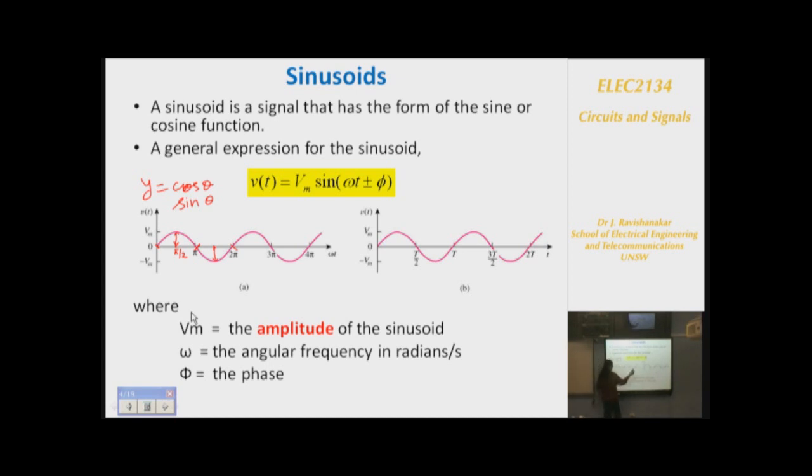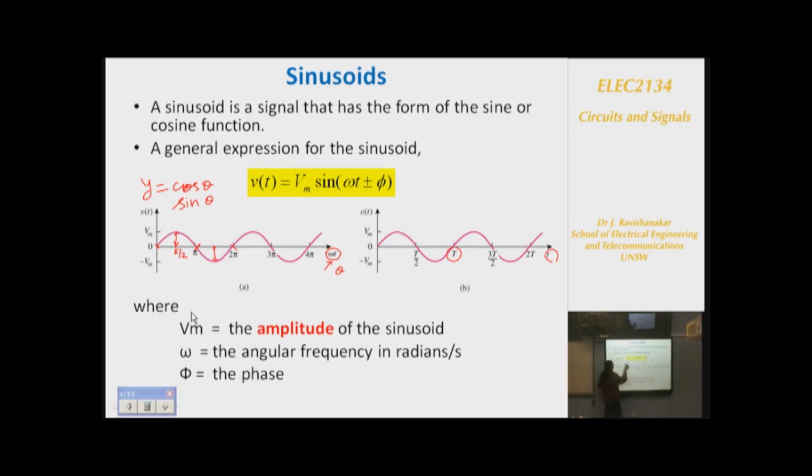Now we have drawn this v of t with respect to omega t. What is omega t? It is nothing but the angle theta. Theta is what? Angular displacement. Omega is angular velocity, multiplied by time it will give you theta, the angular displacement. The same thing can also be represented with respect to time here, and in this case we have something called a capital T, which is the period. We'll see more about the period later.